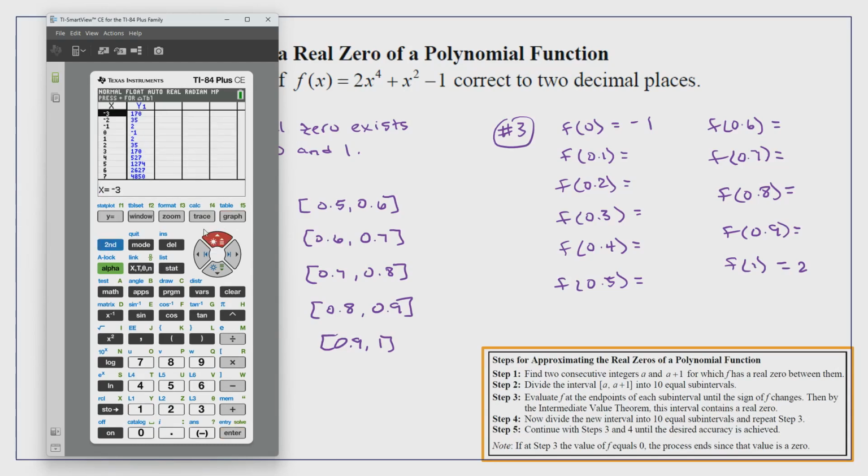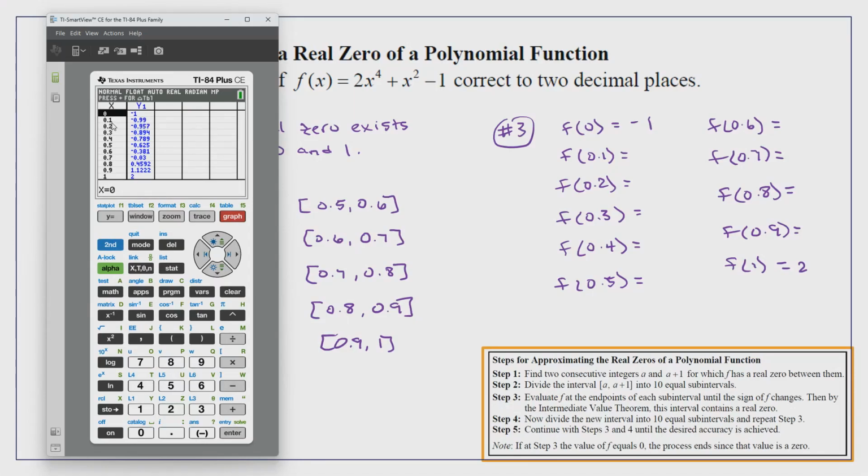And we see here our table goes by ones. We want our table to go by 0.1. So we need to change our table. So we're going to go second window to go to that table set. We want our table to start at 0. So we'll enter 0 there. And we want the change in our table to be 0.1. Okay. So now we're going to press second graph. And so now we see here all of our values.